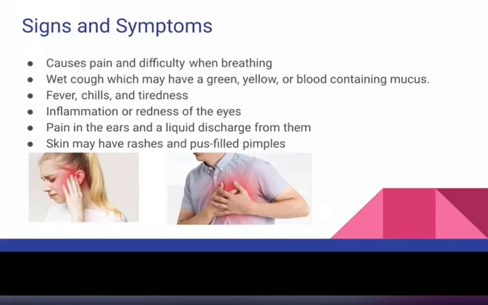It will cause inflammation or redness of the eyes if the eyes have been affected. In the ears, it will cause pain and liquid discharge, and in more severe cases, it can cause temporary hearing loss, or if untreated, permanent hearing loss. In the skin, it may have rashes and pus-filled pimples.